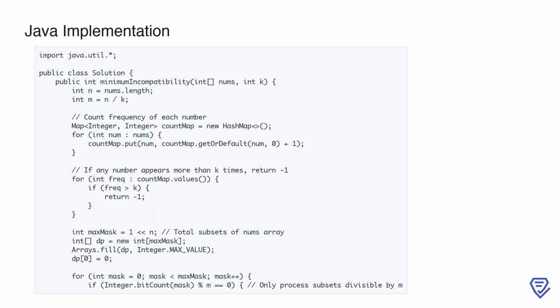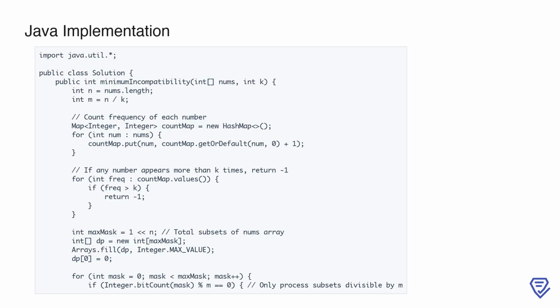Here, we start with the Java implementation of the minimum incompatibility problem. First, we import the necessary libraries and define the method minimumIncompatibility. The input parameters are an integer array nums and an integer k. We calculate the length of the array n and determine m, which represents the size of each subset, as n/k.